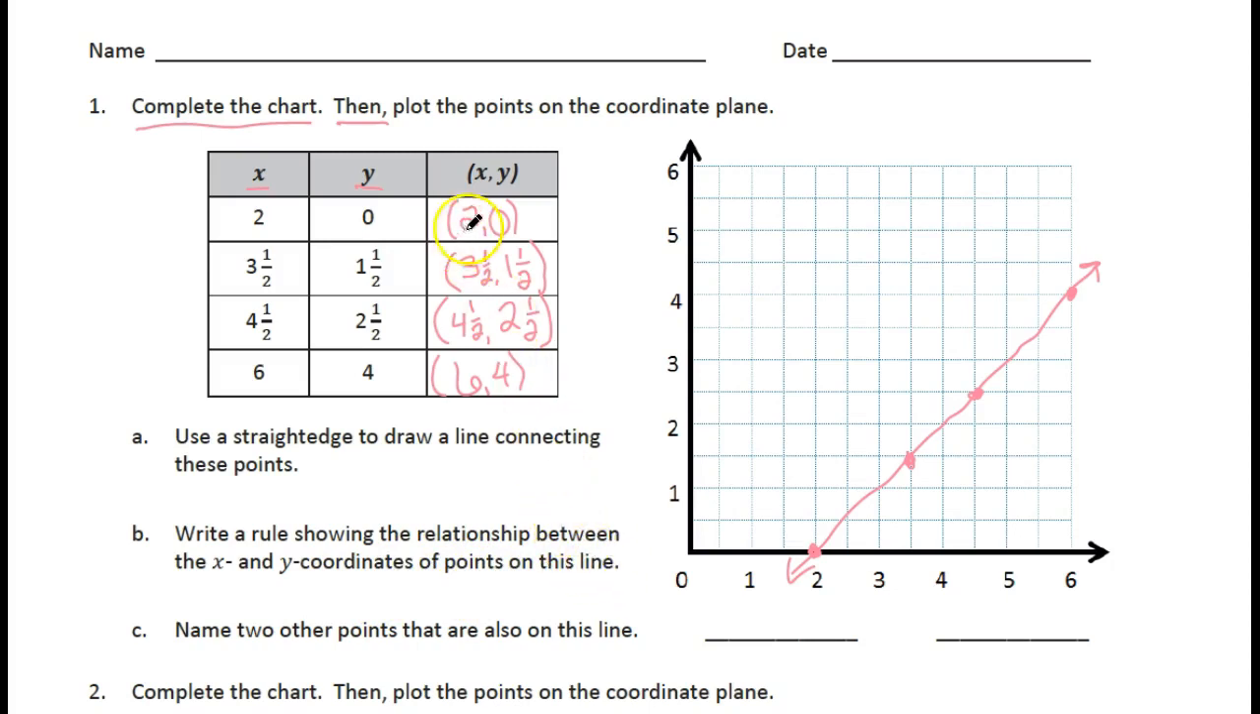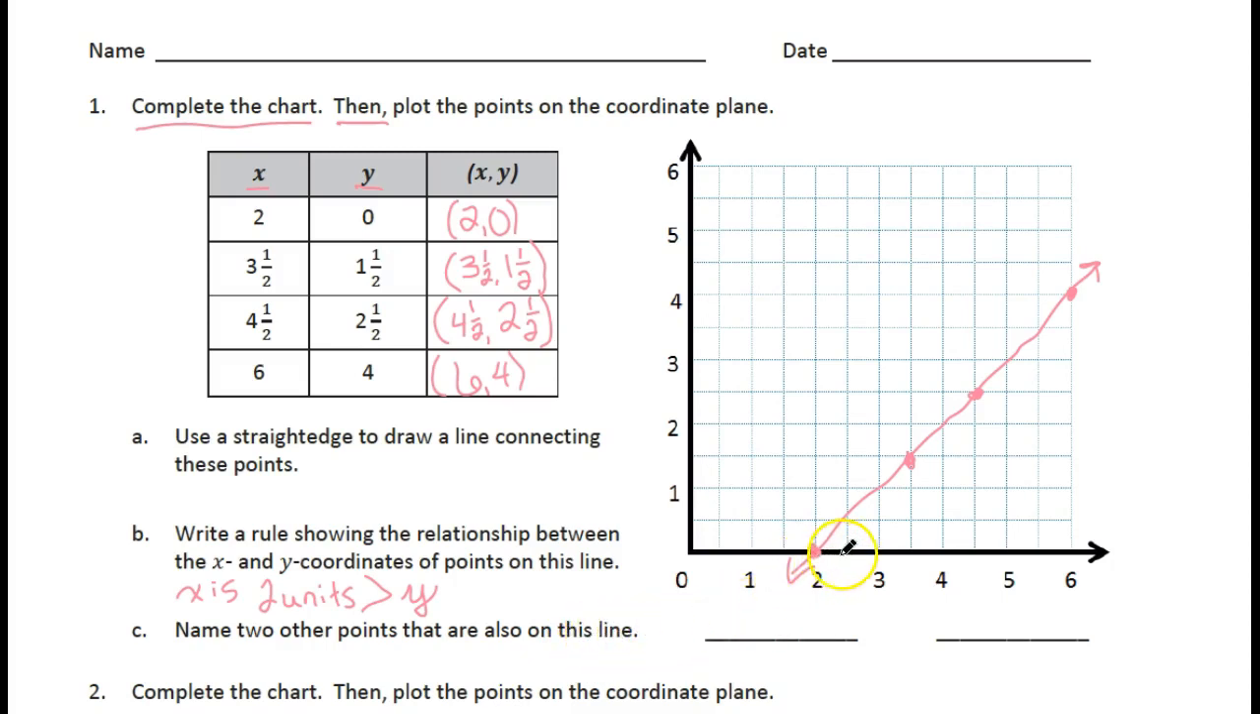Now it says write a rule showing the relationship between the x and y coordinates of points on this line. So if we look at this, 2 and 0. So this is 2 greater than y. 3.5 and 1.5. So x is 2 greater than the y. And again, 4 and 2, what's the difference? 2. 6 and 4, what's the difference? 2. So x is 2 units, and I'm going to use just the greater than symbol, greater than y.